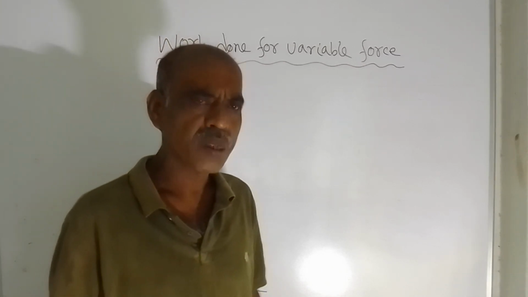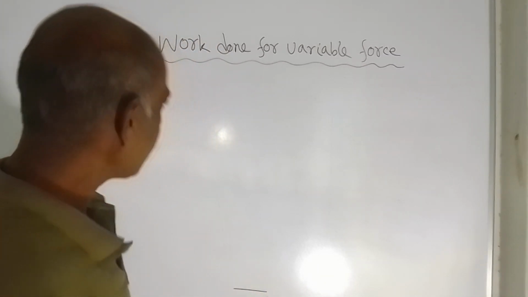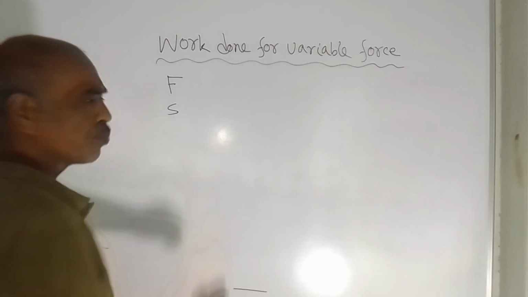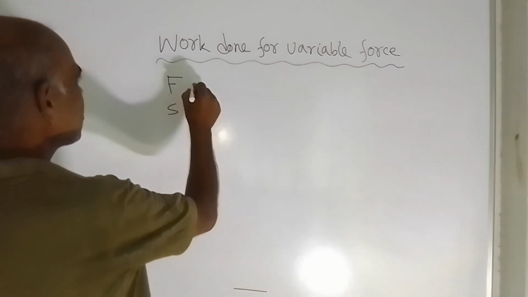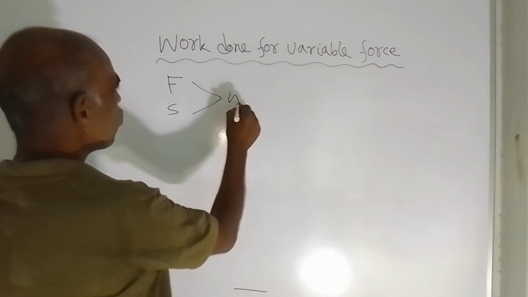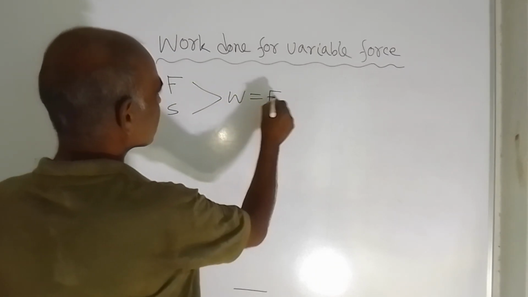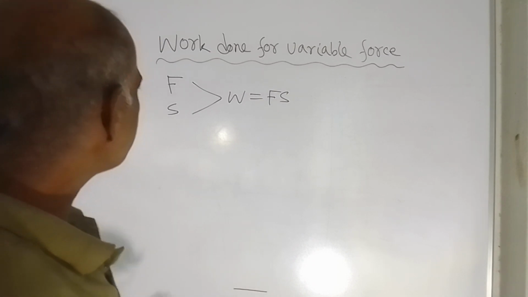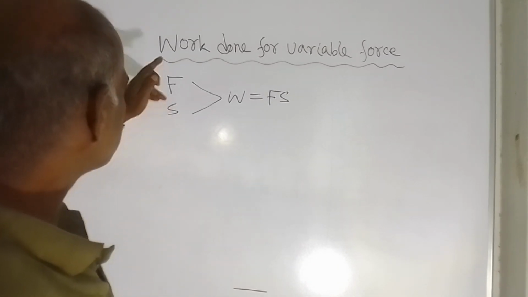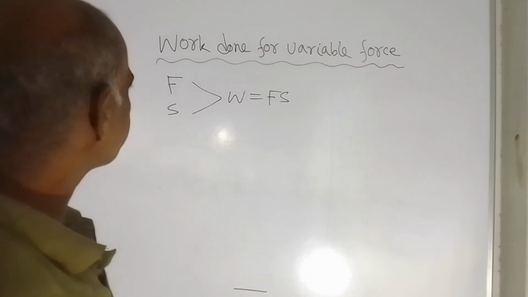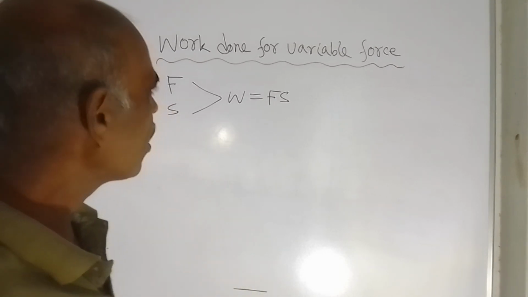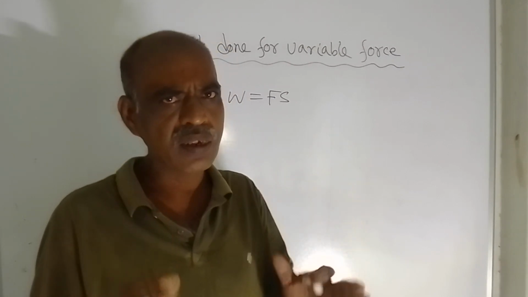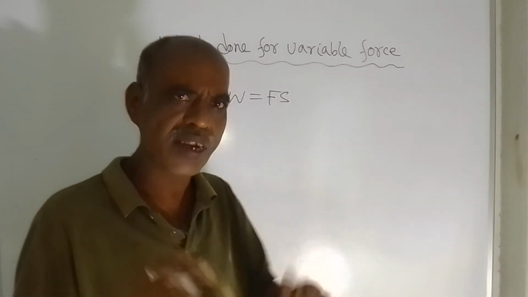work done. So if F be the force and S be the displacement, then work done is equal to F into S. This is known to you. And suppose only magnitudes are given. Suppose force is given as a vector, displacement is also given as a vector.